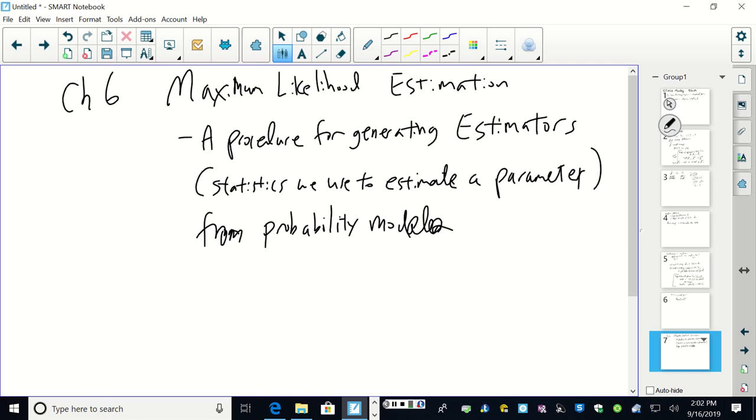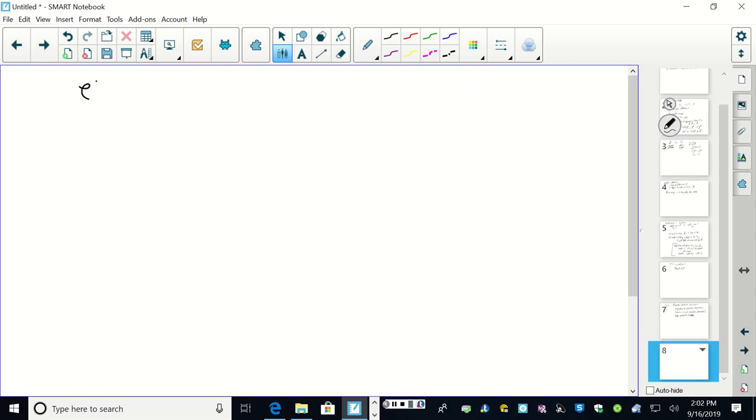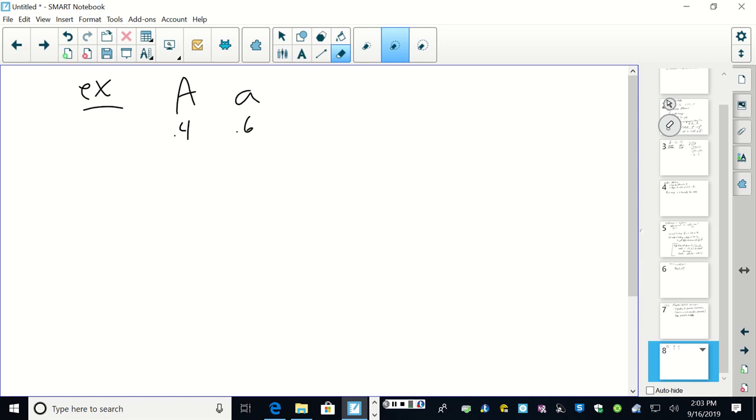So the first example is a genetic illustration. Let's say that there's genes that come from a parent, and it's either big A or little a, like a dominant big A and a small a recessive. And let's say 40% of the population has this, and 60% of the population has this, so that a contribution from a randomly selected mother could be one of these two.